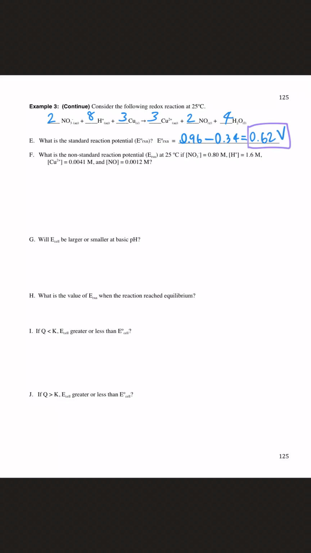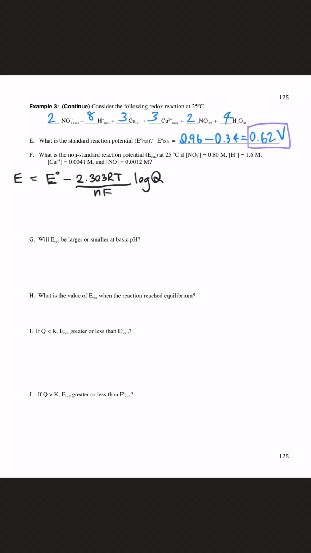Next, we are going to take a look at how to calculate the non-standard reaction potential, or E subscript reaction. In this case, we will need to use the Nernst equation, which is written right here. We already know the standard reaction potential, the constant, the temperature, and how many electrons transferred from the previous step, and this is a constant as well. Therefore, the only thing we don't know yet is the Q.